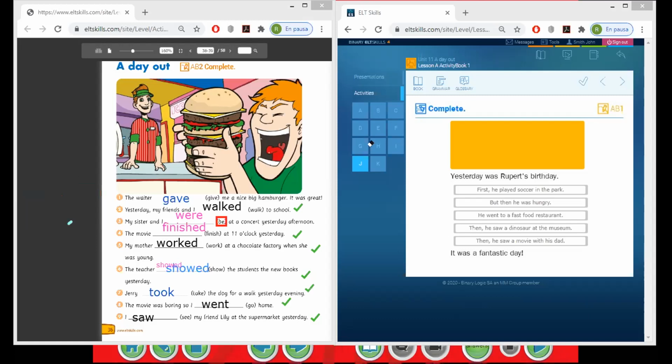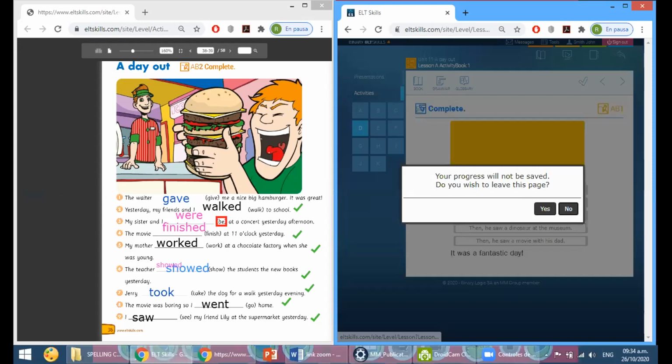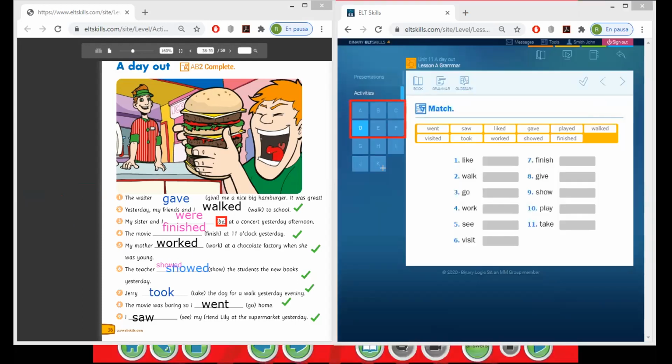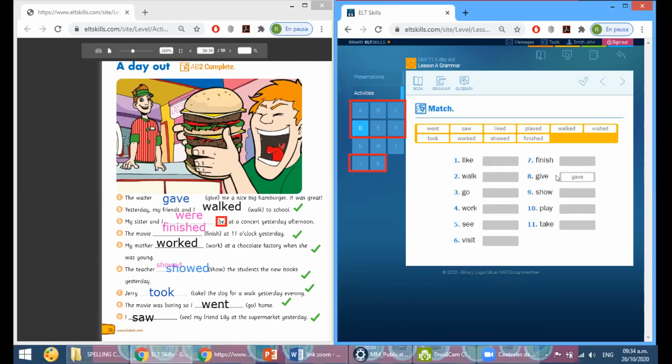Okay, now please, it's your turn. You are going to work A, B, C, D, E, F. Do you remember? Let's work, please. If you have problems with some verb, tell me. Raise your hand, okay? For example, walk, go, work, see, visit. Give, no? The past of give is gave. I'm going to help you with some verbs, but the rest is for you. Take is took. Now, please, it's your turn. Let's work. A, B, C, D, E, F.